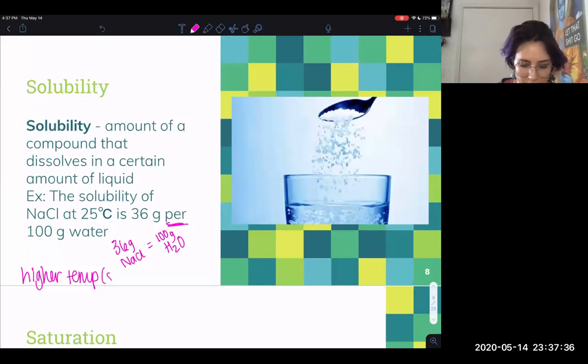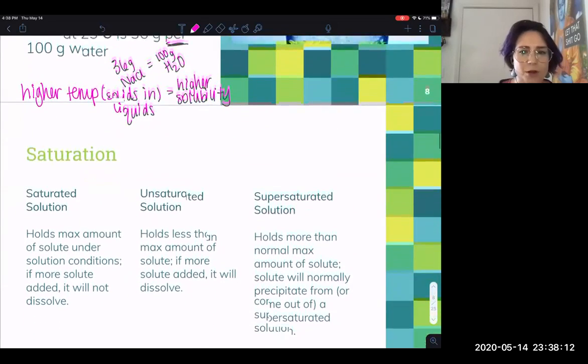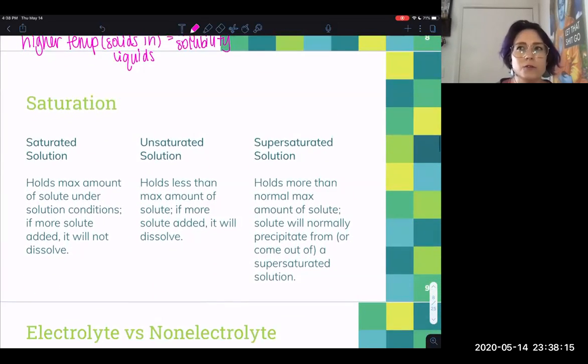For solid compounds, higher temperature equals higher solubility, meaning more grams in the water. This is typical, not all the time, but typical. That's one way that you increase the speed of dissolving, right? To make the water hot. Like if you're trying to dissolve sugar in cold water, it doesn't work. But if you heat the water up like in hot tea, it dissolves a lot faster. We'll talk about reaction rates a little bit more in chapter 15.